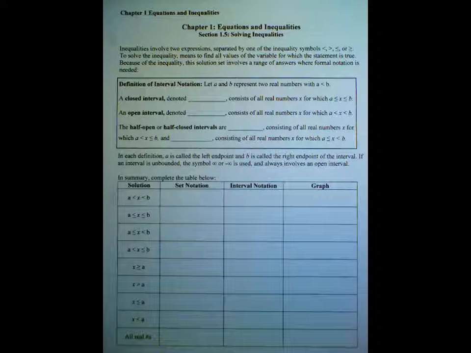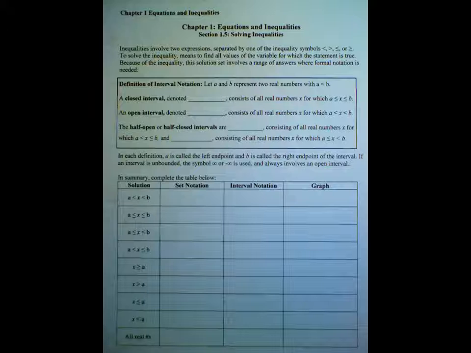This is Chapter 1, Equations and Inequalities, Section 1.5, Solving Inequalities. Inequalities involve two expressions separated by one of the inequality symbols: less than, greater than, less than or equal to, or greater than or equal to. To solve an inequality means to find all the values of the variable for which the statement is true. And because of the inequality, this solution set involves a range of answers where formal notation is needed.